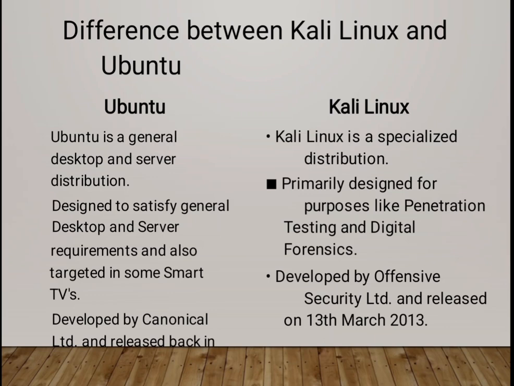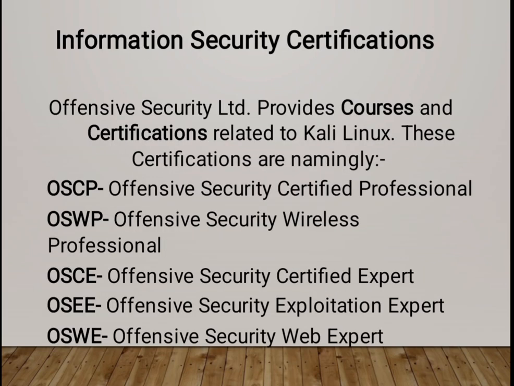You also need to understand the differences between Kali Linux and Ubuntu. Ubuntu is a general desktop and server distribution, whereas Kali Linux is a specialized distribution. Ubuntu is designed to satisfy general desktop and server requirements and is also targeted at some smart TVs, whereas Kali Linux is primarily designed for purposes like penetration testing and digital forensics. Ubuntu is developed by Canonical Limited, while Kali Linux is developed by Offensive Security Limited and was released on 13th March 2013.